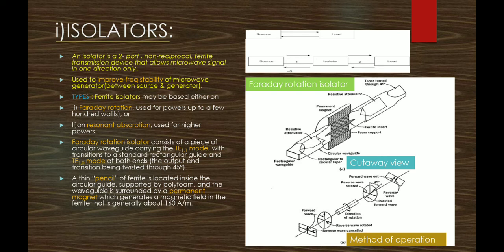In the adjacent figure we can see the Faraday rotation isolator and its different sections, and the cutaway view is given. The second diagram shows the method of operation, how the wave is rotated in the forward direction and in the reverse direction.